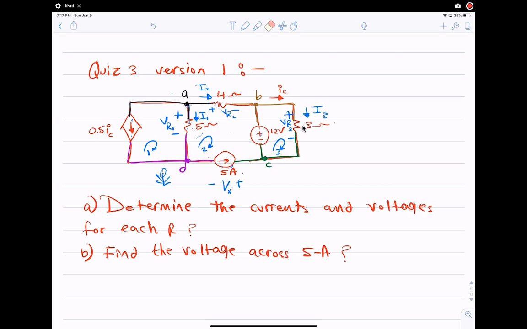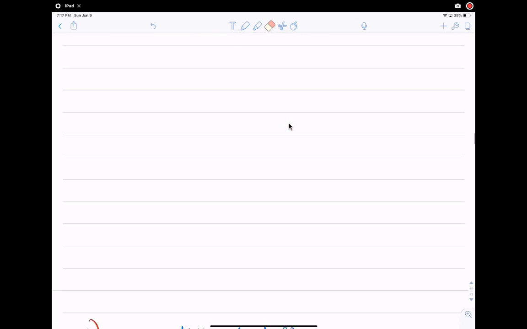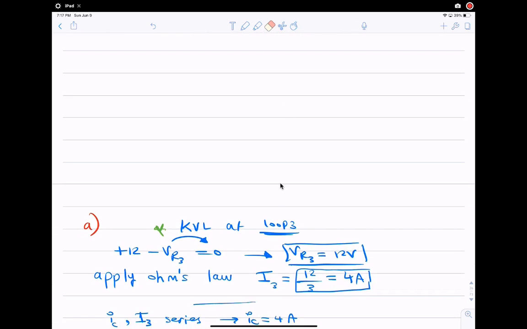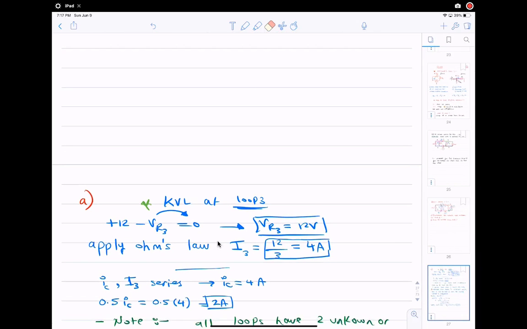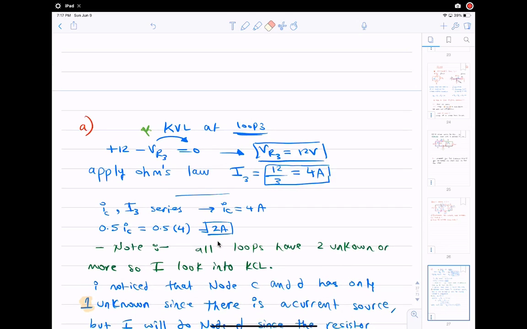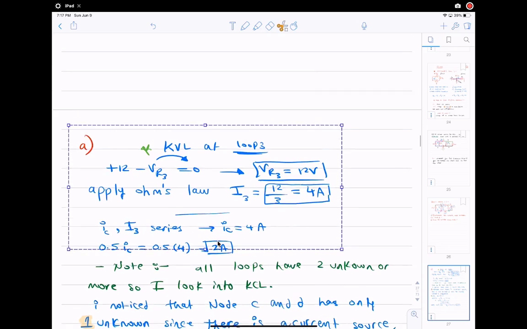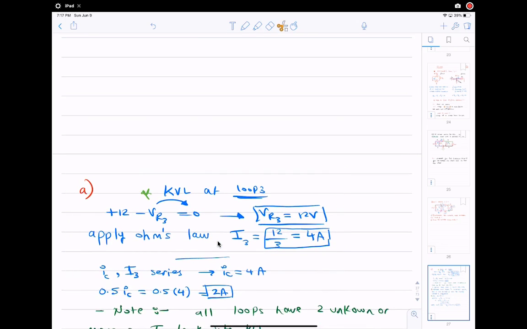Loop 3 has only two elements. This is a voltage source and this is a resistor, right? So if the voltage source is known, which is 12 volts, I can find the other voltage. How? You can do a KVL on loop 3. So I go ahead and do KVL at loop 3. Now I'm going to have this cut and moved up so you guys can see the solution.